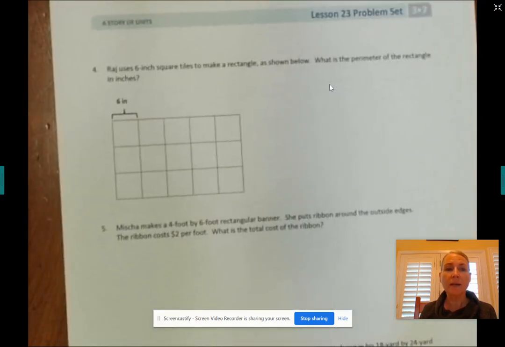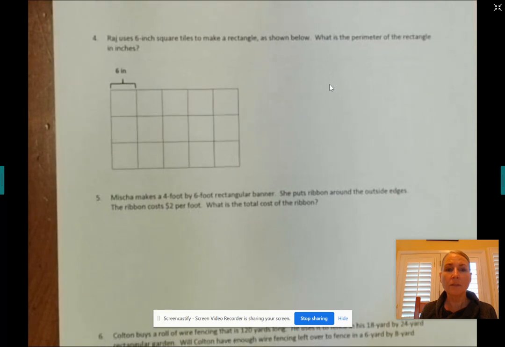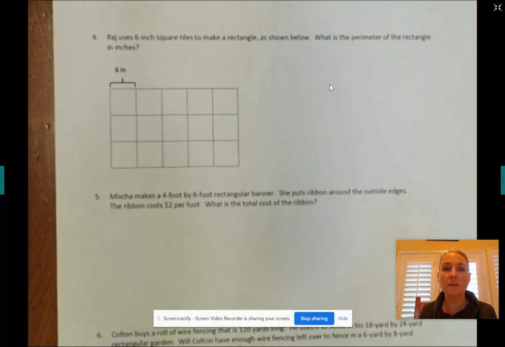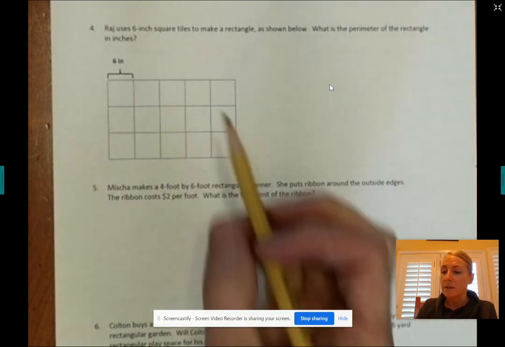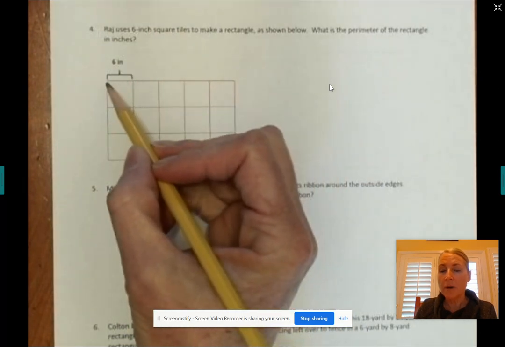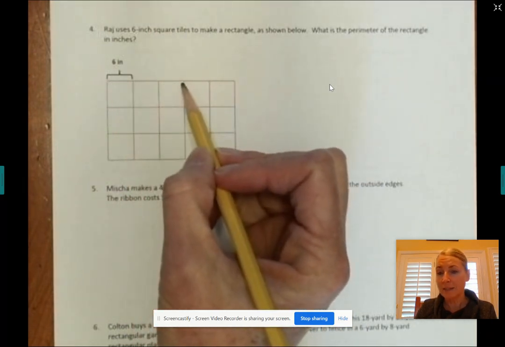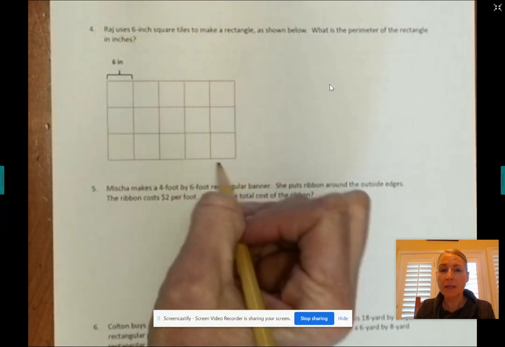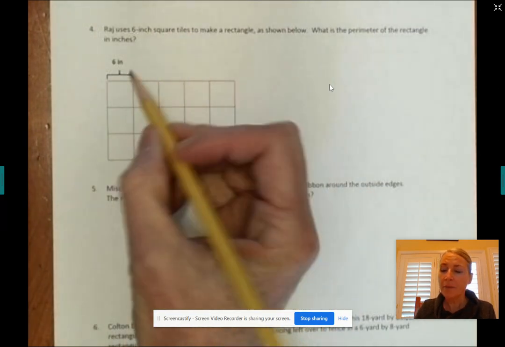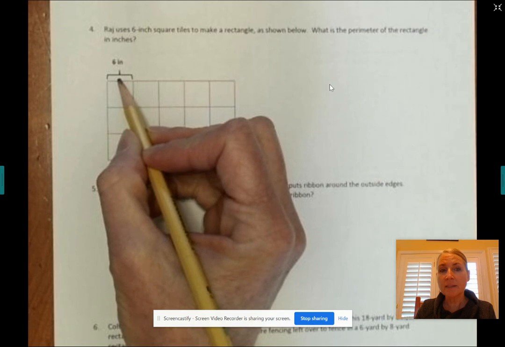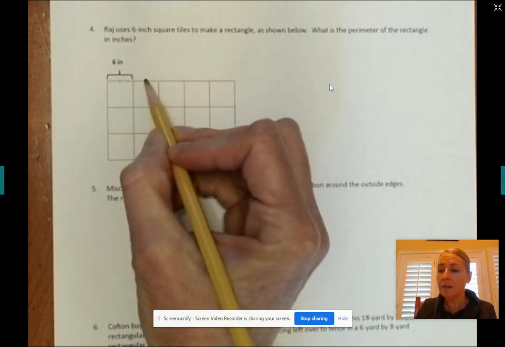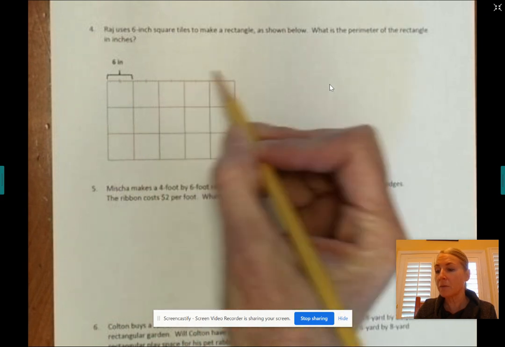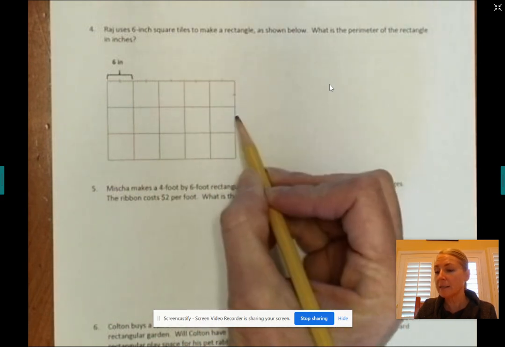So on the back side, we have Raj uses 6-inch square tiles to make a rectangle as shown below. What is the perimeter of the rectangle in inches? So we have each one of these represents 6. So when we're calculating perimeter of a gridded area, you need to count each of these as if it's a side length, right? So 1, 2, 3, 4, 5, 6, 7.